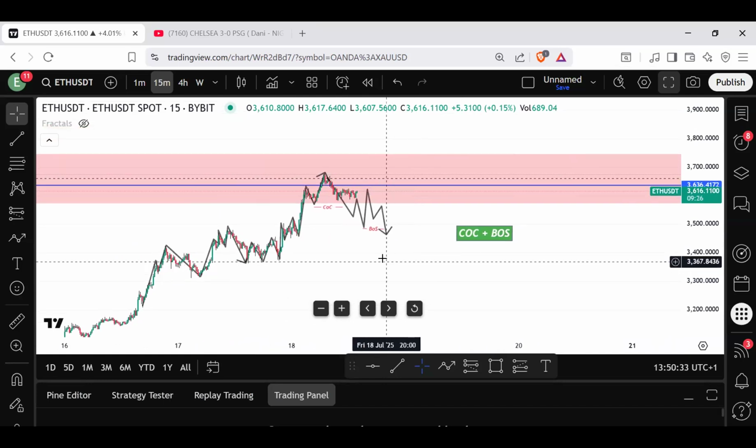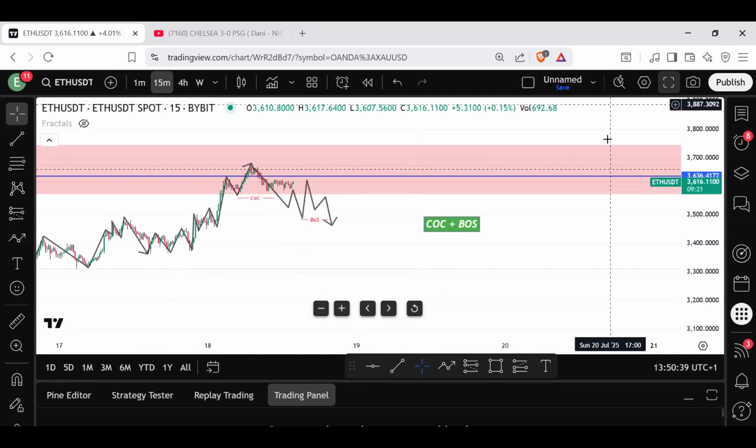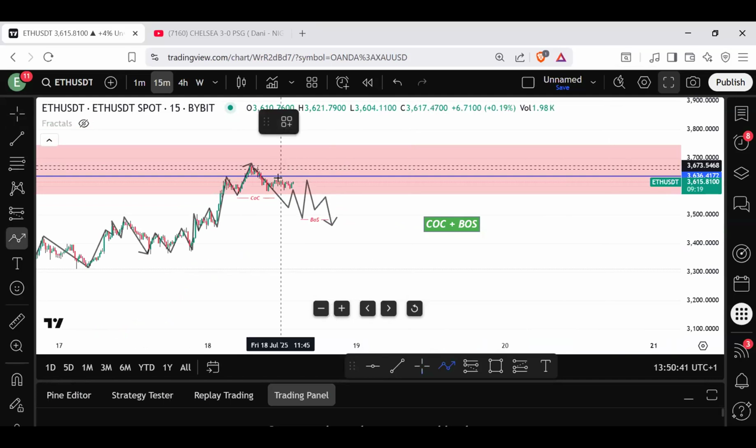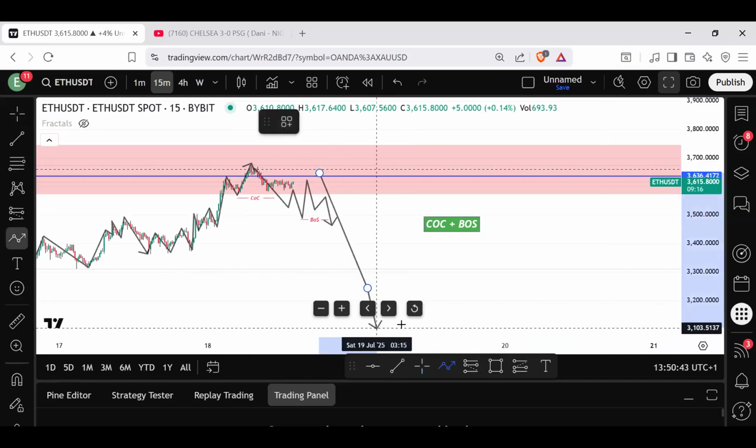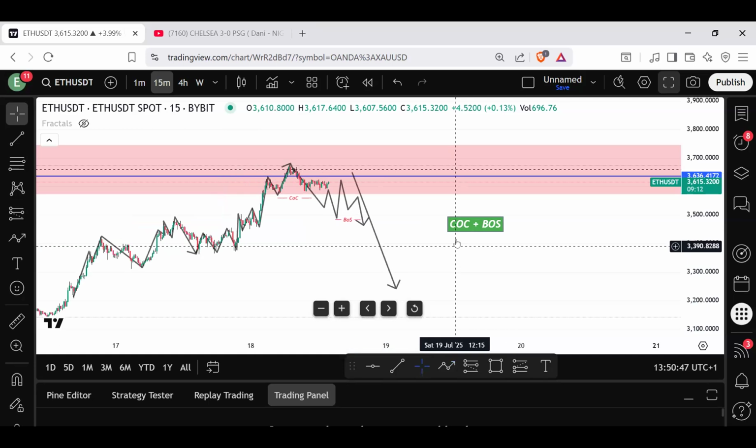So that's what confirmation entry implies. It requires waiting to see this form. But sometimes price may not do all of this before dumping. So that will be considered a missed trade.